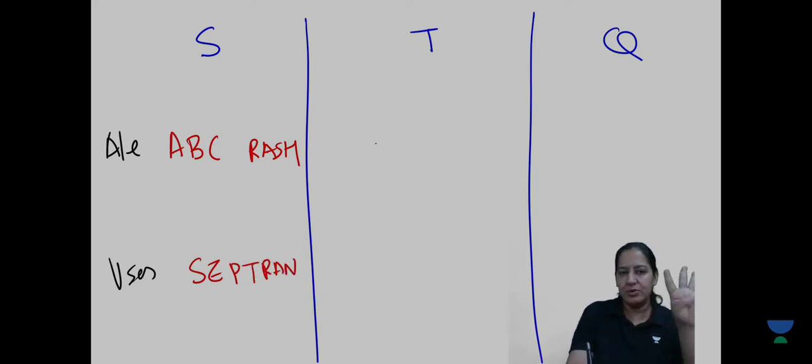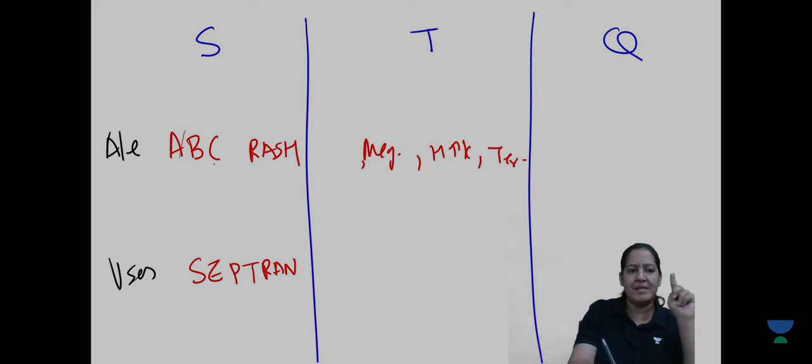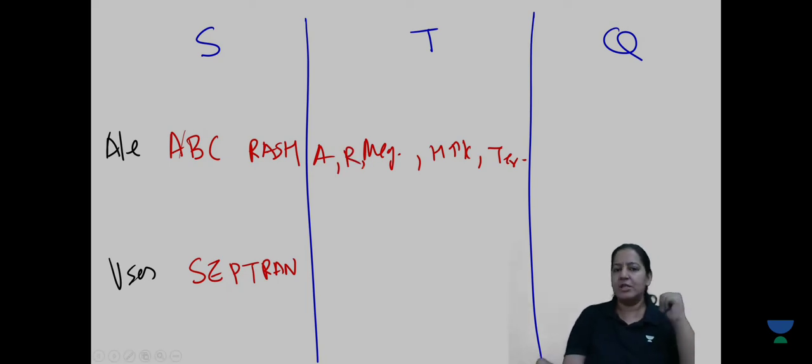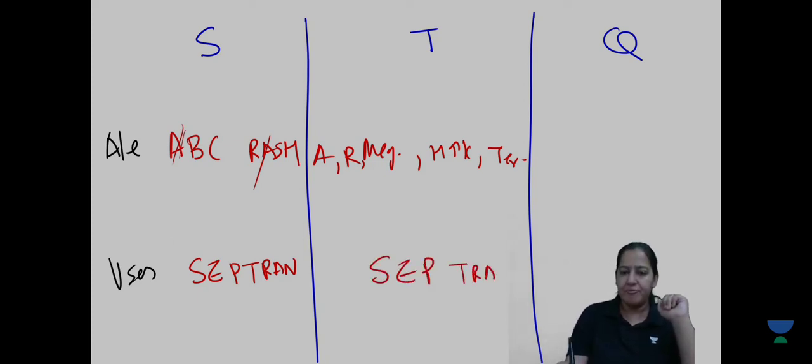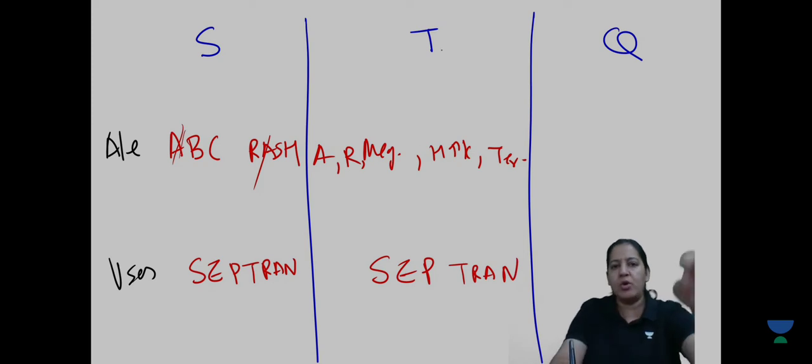Trimethoprim adverse effects: there was no mnemonic, but the important ones were megaloblastic anemia, hyperkalemia, and teratogenicity. You have to learn these things. Along with this, 2 are common: aplastic anemia is in both, and rash always occurs. So these 2 are common, A and R. The rest is in front of you. And the use is the same, Septran. Septran is actually the use of the combination.